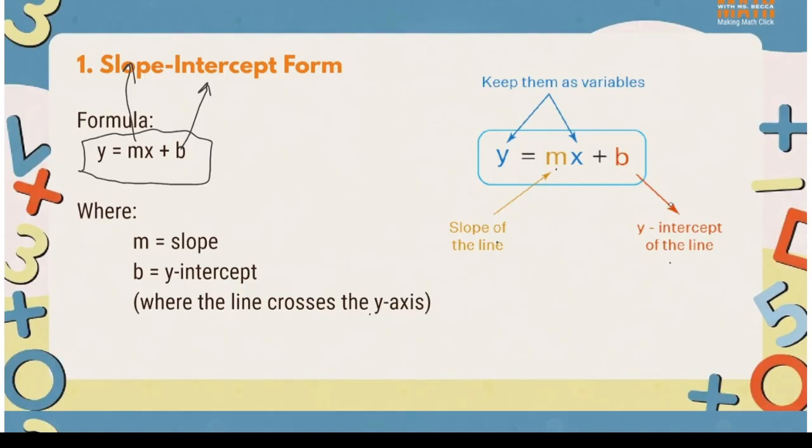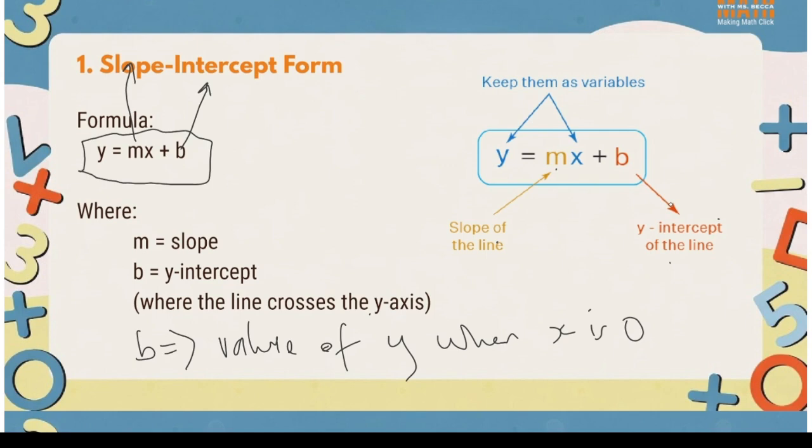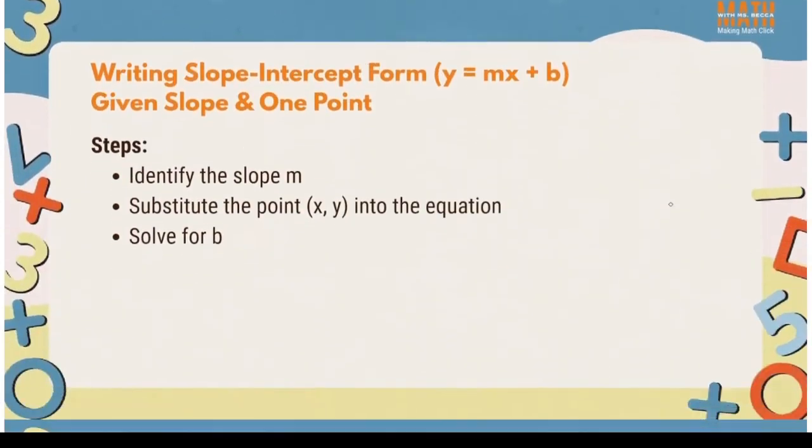Another way to explain the y-intercept is by saying it is the value of y when x is 0. So on your graph, whenever x is 0, the value of y at that point is called the y-intercept. Slope is the change in y over change in x.